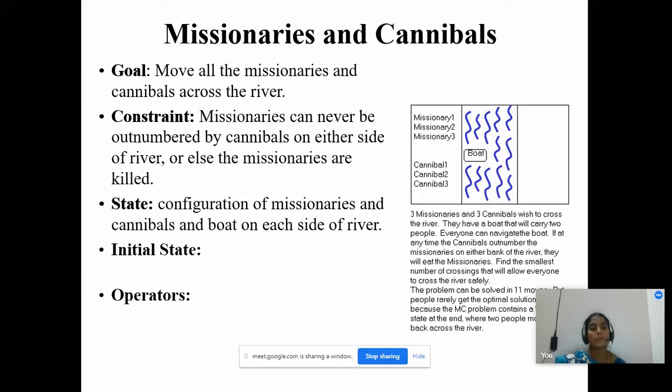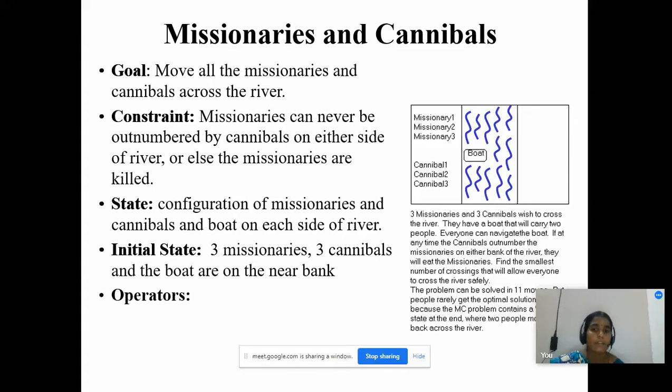What is the environment present here? The environment is the missionaries, cannibals and boat, and the two sides of the river. In the initial state we have 3 missionaries, 3 cannibals and the boat on the near bank.